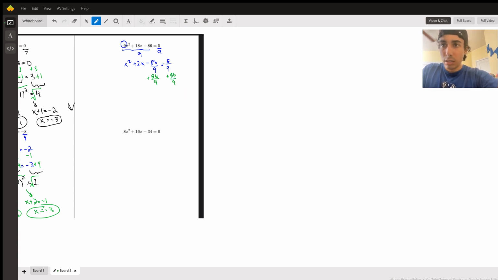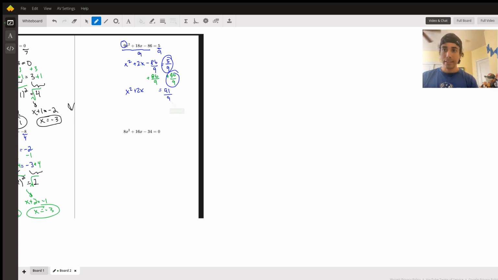Well, notice that we do have a common denominator with those fractions, right? I'm talking about 5 over 9 plus 86 over 9. They're both over 9, so we can add them. So 5 plus 86 is going to be 91. So it's going to be 91 over 9.